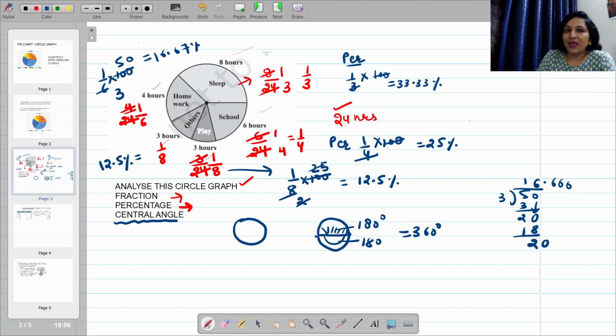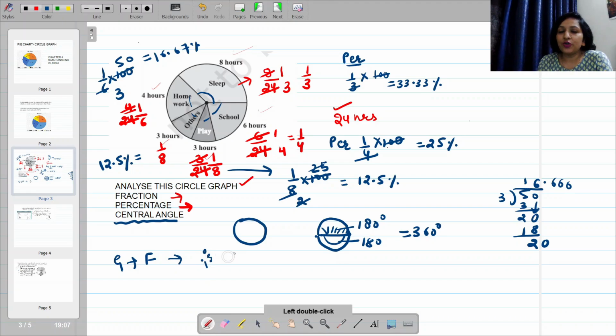If I have to make this circle graph within the circle, I need to calculate what is the angle for each fraction. Okay, it is very important. How do we calculate the angle? First of all, given the information, we have made the fractions. You already know, I have explained you. From the given information we made the fraction. After this, the fraction should be multiplied with 360.